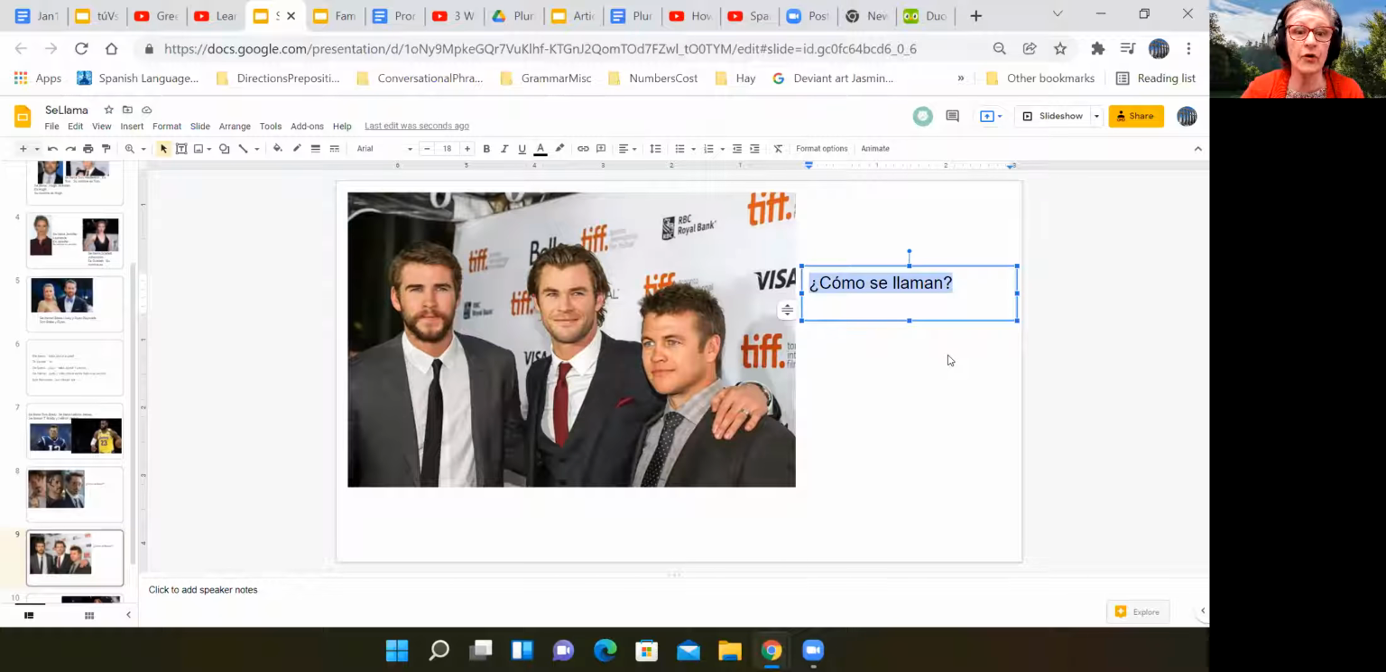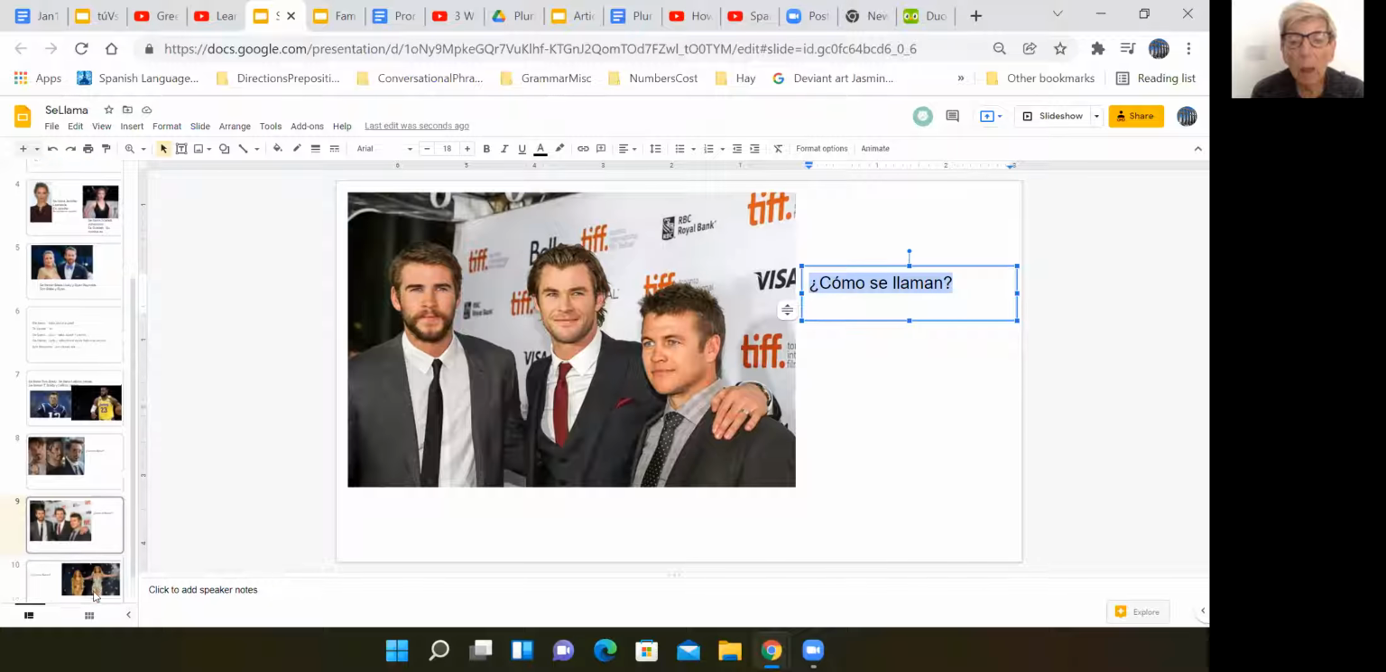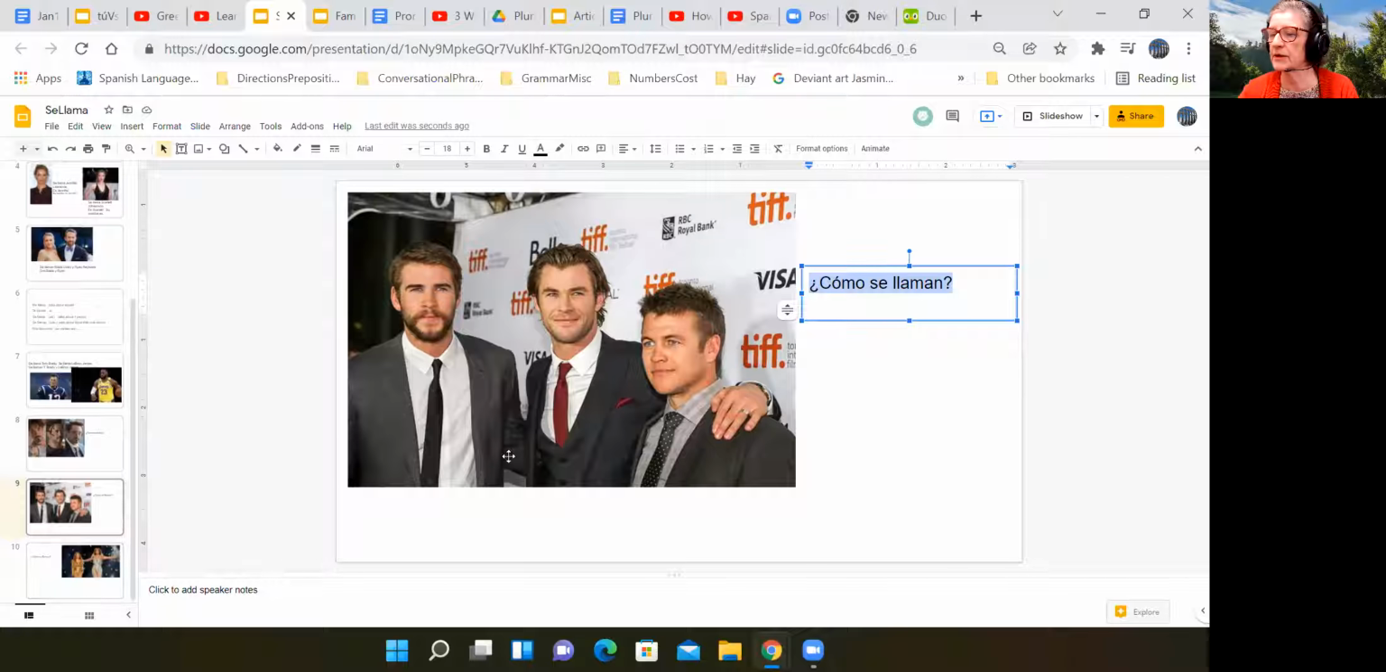Son hermanos. They are brothers. Oh, really? ¿Cómo se llama? ¿Alguien sabe? Somebody know? No. Se llama Chris Hemsworth. Yeah, Hemsworth, exacto. Se llaman, how would we answer this? We're talking about all these guys.